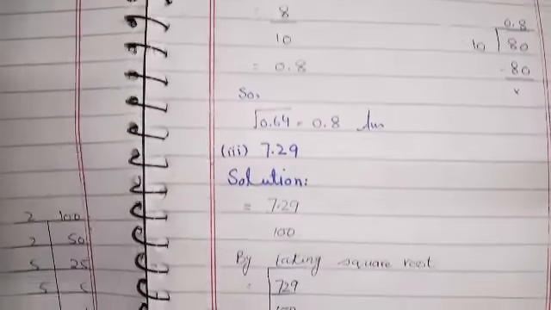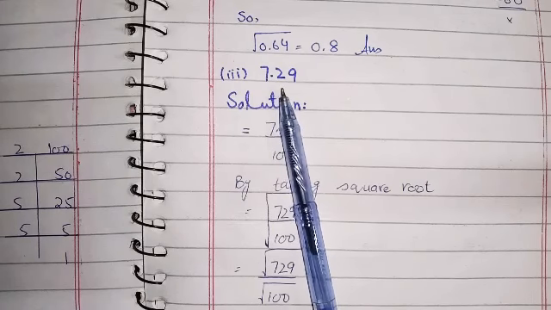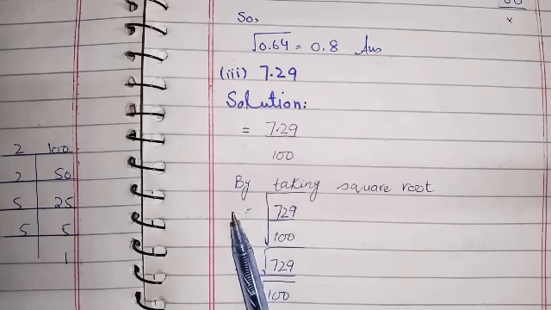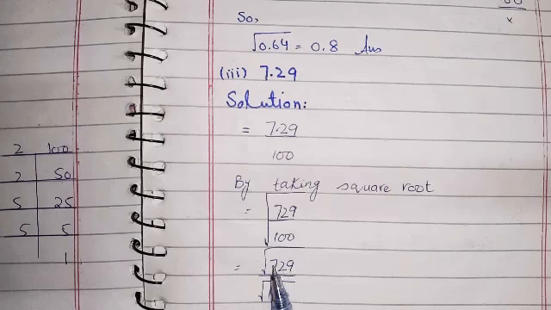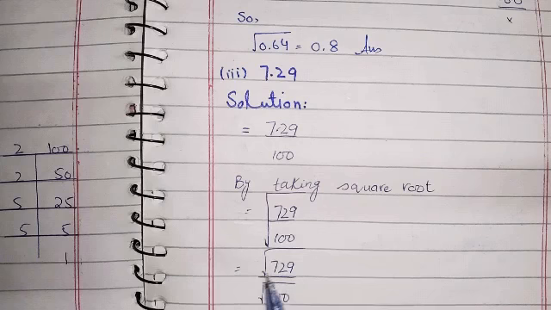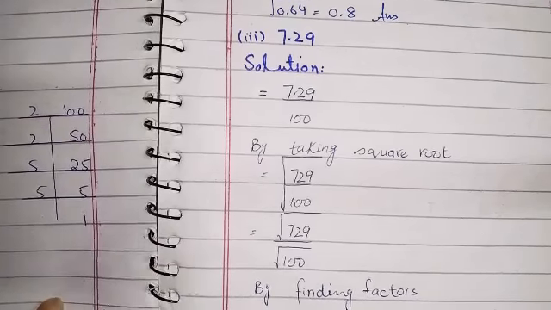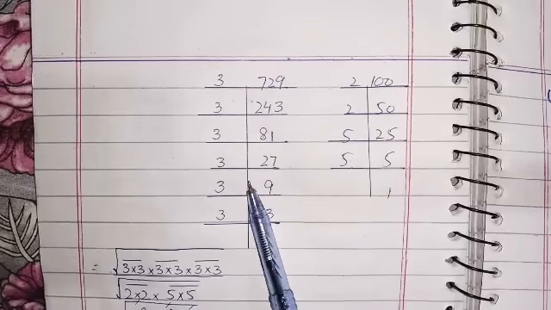Now students, here is our question 1 and part 3, 7.29. First we will remove its decimal. After removing the decimal we get the fraction 729 over 100. Now students, we have to take the square root of the whole fraction. We will write, by taking the square root of the whole fraction 729 over 100, we will take the square root of the numerator as well as the denominator. So we will write square root of 729 over square root of 100. Now students, we have to find the factors. Here are the factors of 729 and 100.